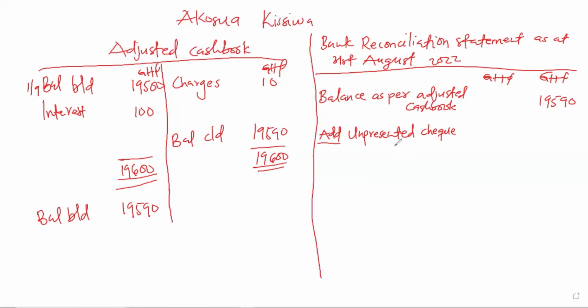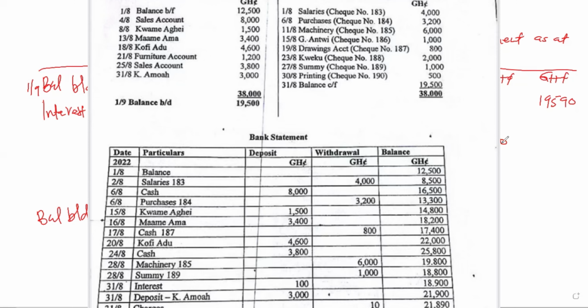So we've identified one unpresented check, which is check number 186. The amount is 1,000. Okay, now let's move on. The next one is 800. When we come here, we see 800, that is check number 187.